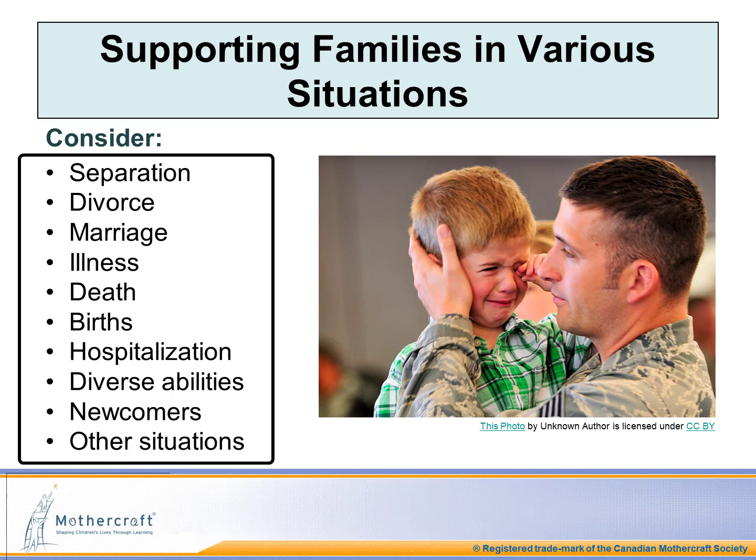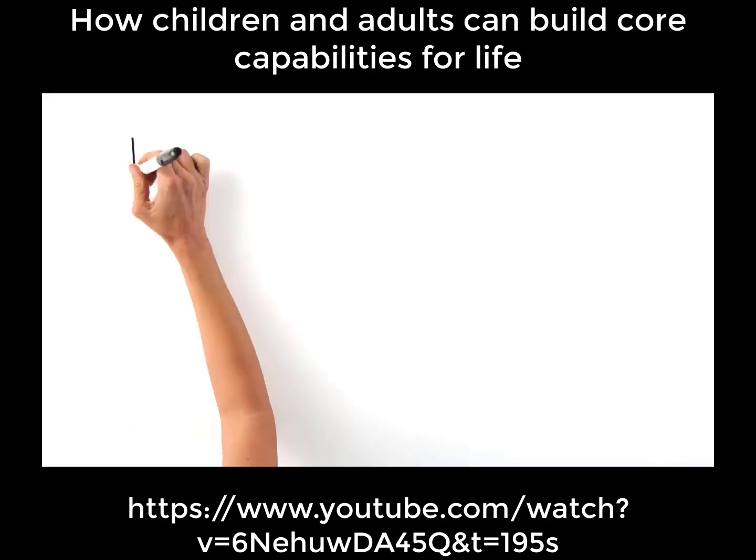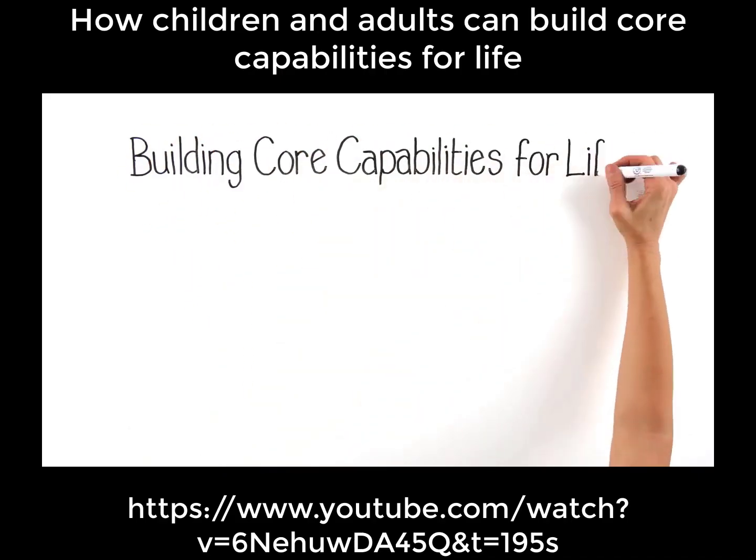Let's watch a short video from the Center on the Developing Child at Harvard University called How Children and Adults Can Build Core Capabilities for Life, which addresses the theory that building core adult capabilities for managing stressful situations is needed to help improve child and family outcomes. Building core capabilities for life.